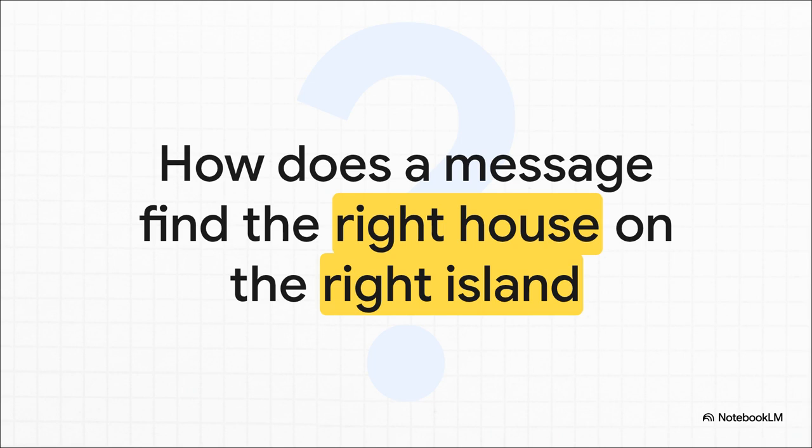But that leaves us with one final, absolutely huge question. If I send a message from my island all the way to your island, how does the postman know exactly which house, on which street, to deliver it to? How does it find its way? Every single device on the network needs its own unique address. And in our next explainer, we're going to explore that global postal system of the digital world, the IP address.